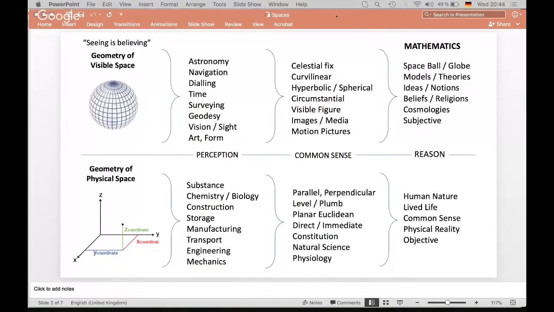I know we showed this fairly recently, but what that lady was talking about is everything here on the bottom, this geometry of physical space. And the fact that it all is used in construction and manufacturing, transport, engineering, mathematics. And it is very much a part of our lived life. Whereas the geometry of visible space is all about seeing is believing.